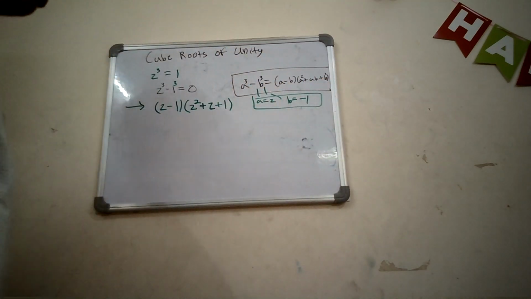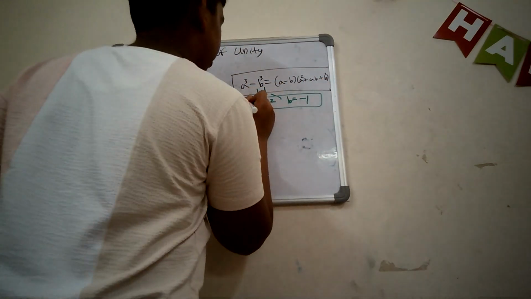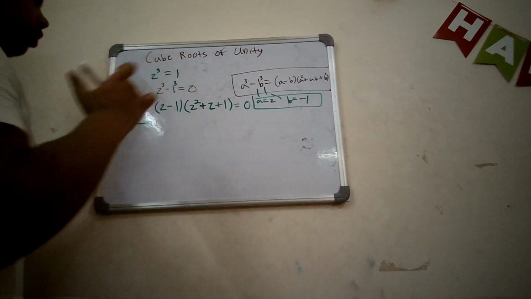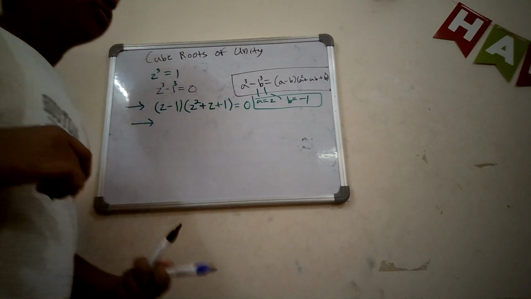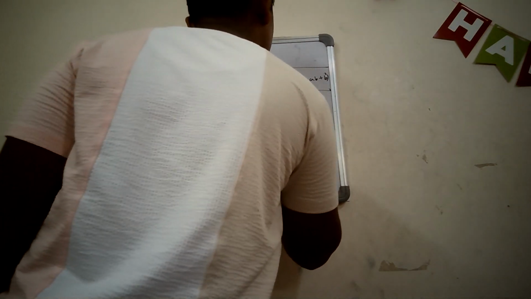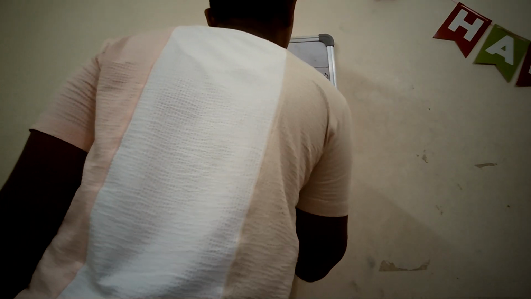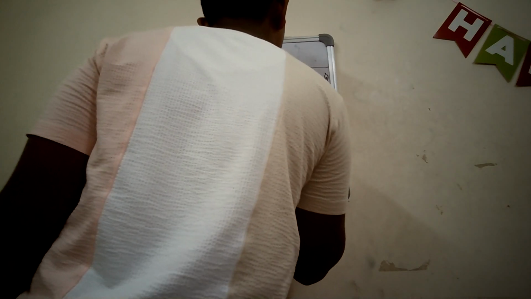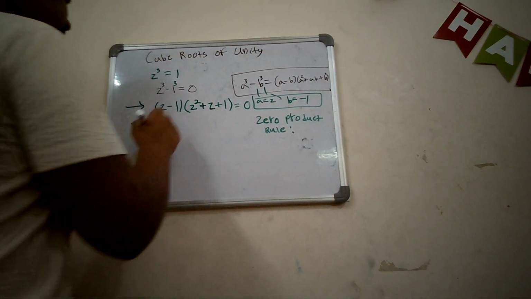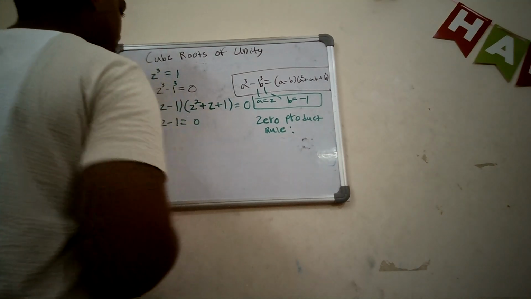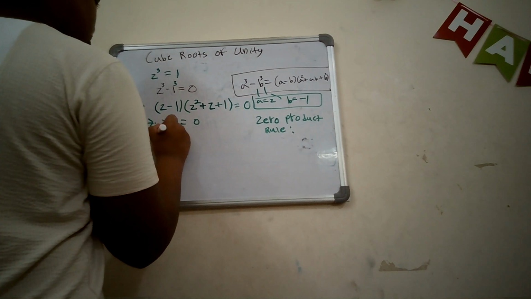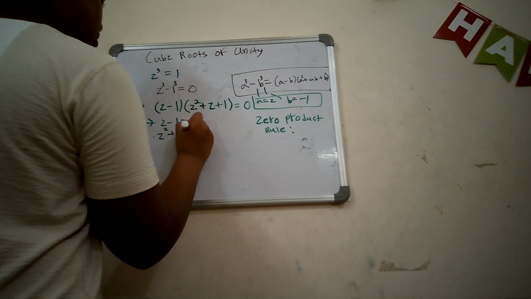Okay, so I'm just gonna plug this in, and we're gonna set this equal to 0. Now we can set each factor to be equal to 0. It's the zero product rule. Because we can just set Z minus 1 equals 0, and we can set Z squared plus Z plus 1 equals 0.